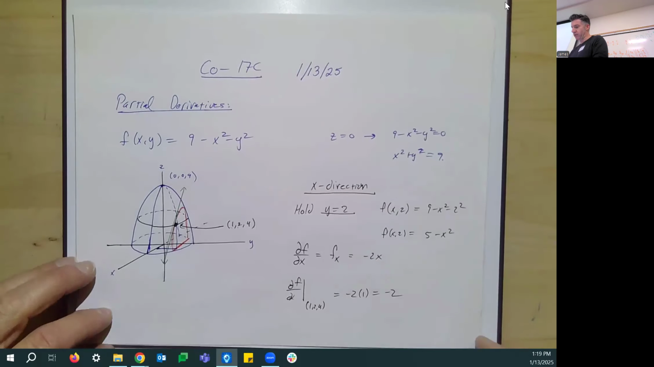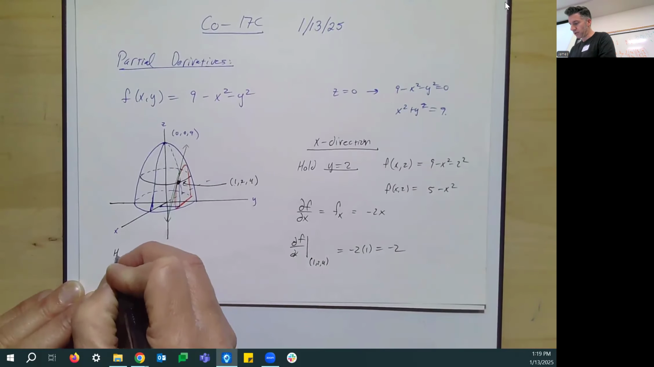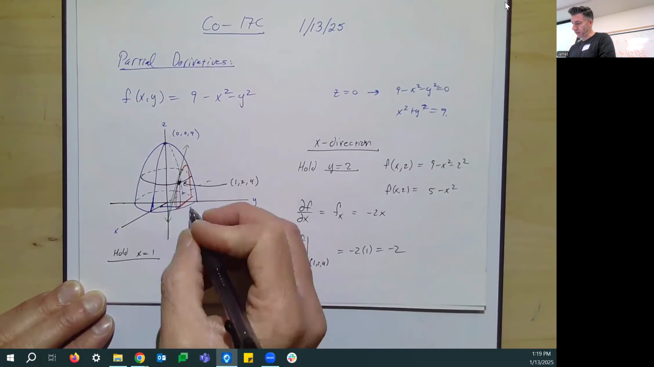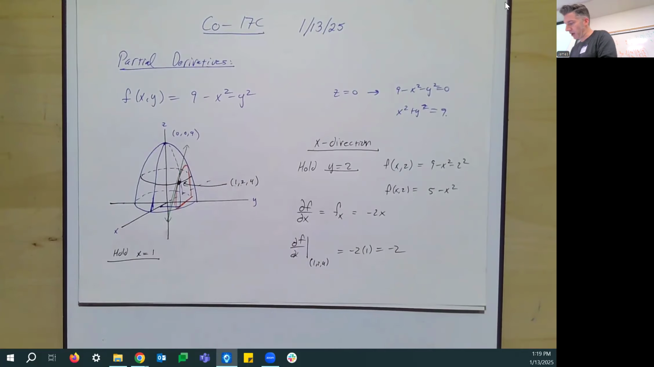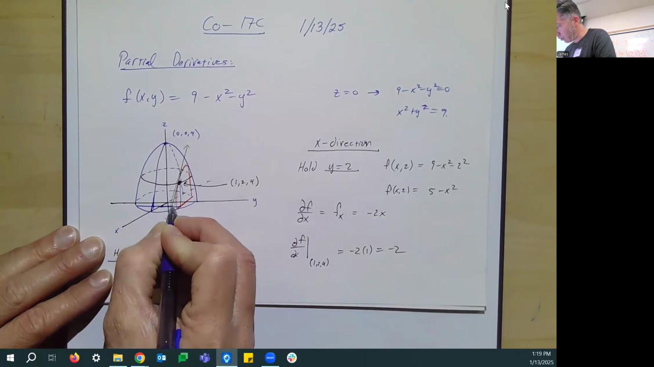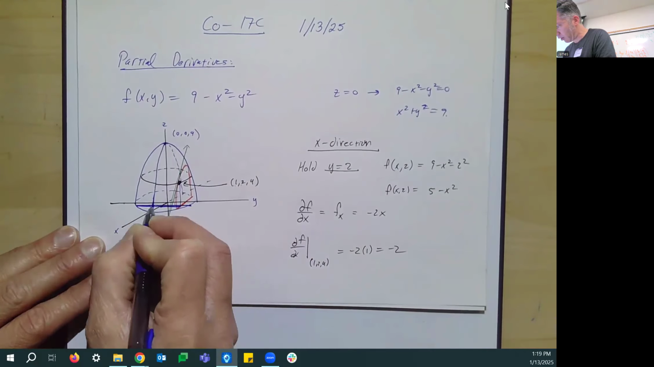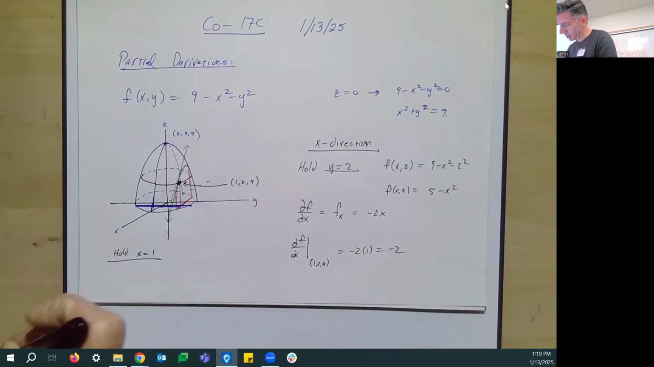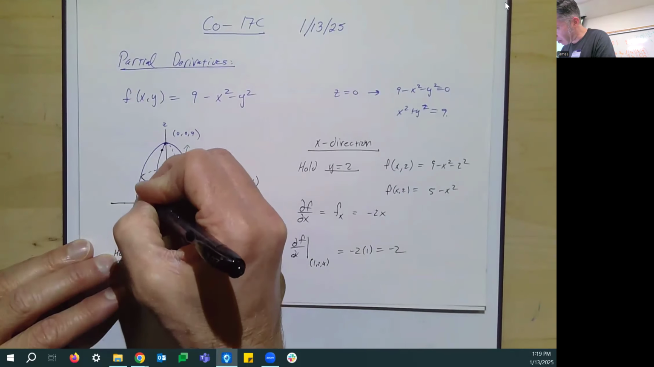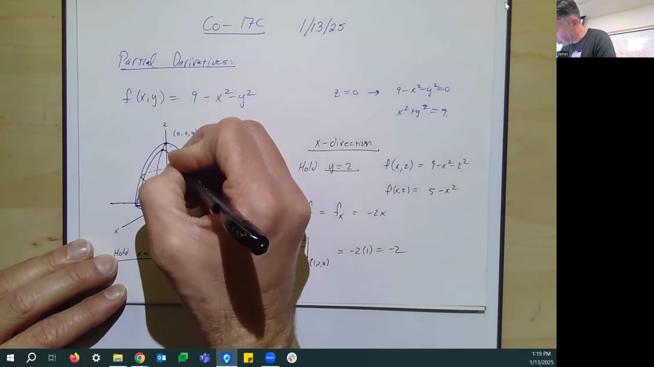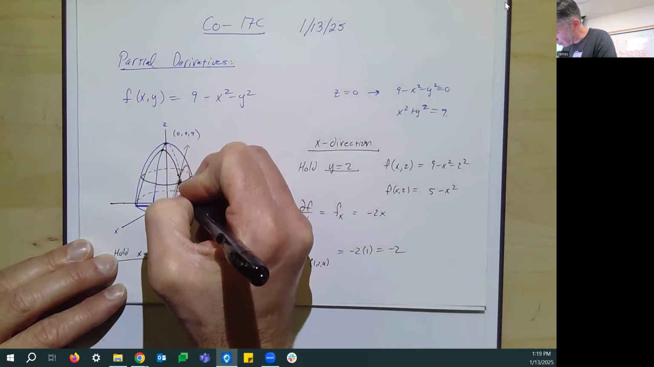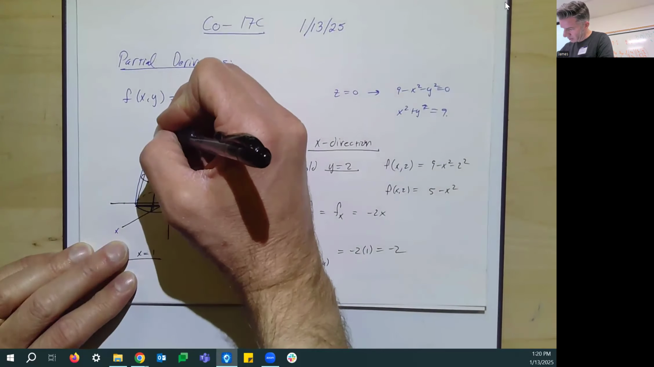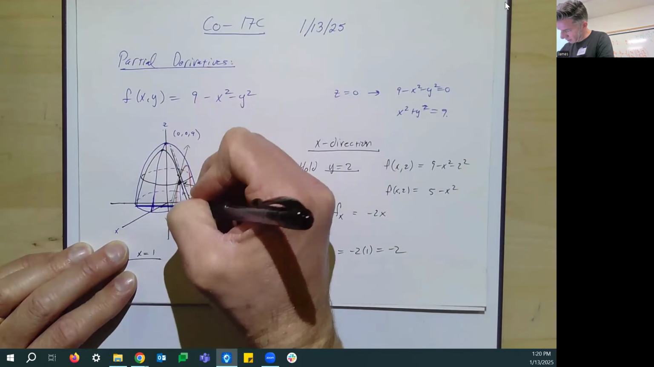Calculation-wise, if we hold x equal to 1, now we're looking at a whole different kind of thing. Right there's x equal to 1, if you can see me draw it. And here's the parabola that's going along with x equal to 1. And then at this point right here, the tangent line looks like that.